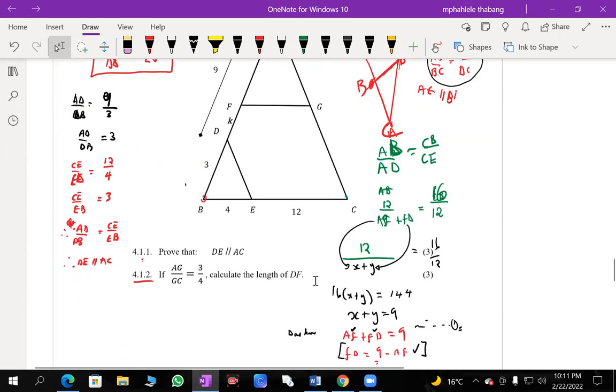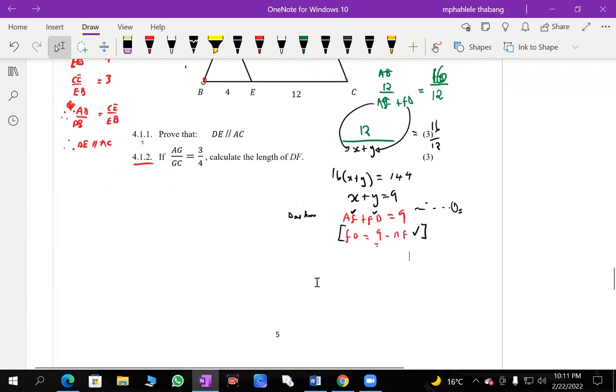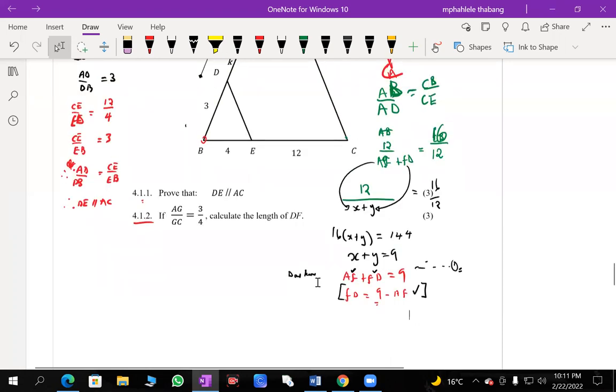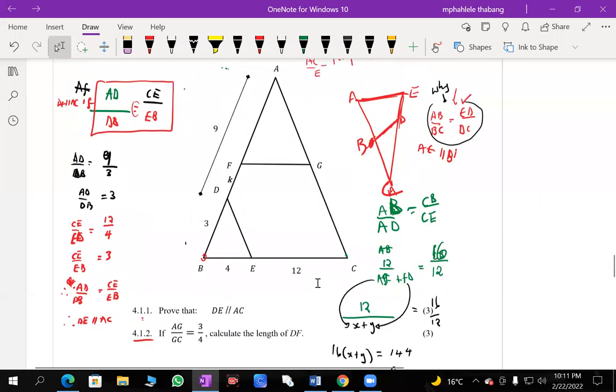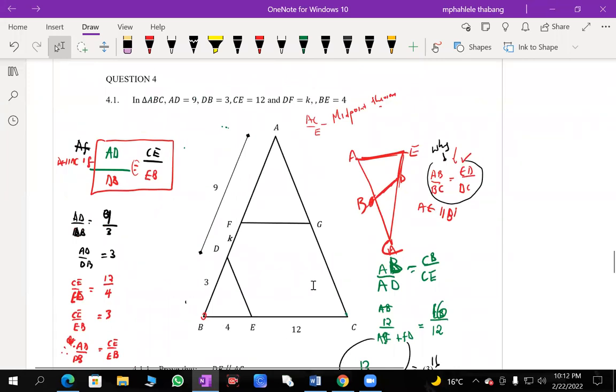So FD, according to the diagram, is 9 minus K. According to the diagram, FD is 9 minus AF. FD is K. FD is K. It's not 9 minus K. It's K. I looked into it. I also tried. That's why I'm saying I'm impressed with what you're doing. Mathematicians try. They figure a way out.